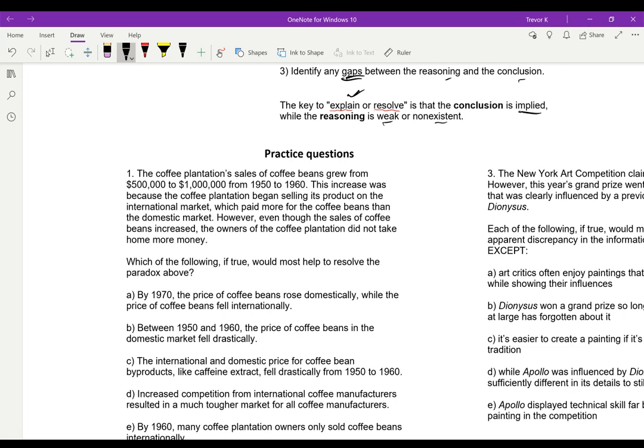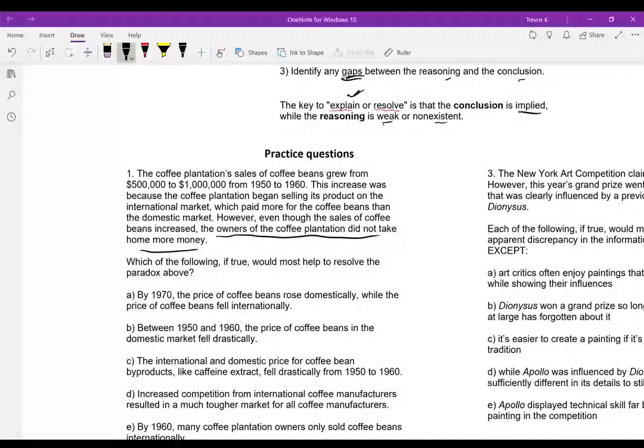Question 1. Coffee plantation sales of coffee beans grew from 500,000 to 1 million from 1950 to 1960. This increase was because the coffee plantation began selling its product on the international market, which paid more for the coffee beans than the domestic market. Even though the sales of coffee beans increased, the owners of the coffee plantation did not take home more money. So, where's our conclusion here? Here's our conclusion. Therefore, the owners of the coffee plantation did not take home more money.